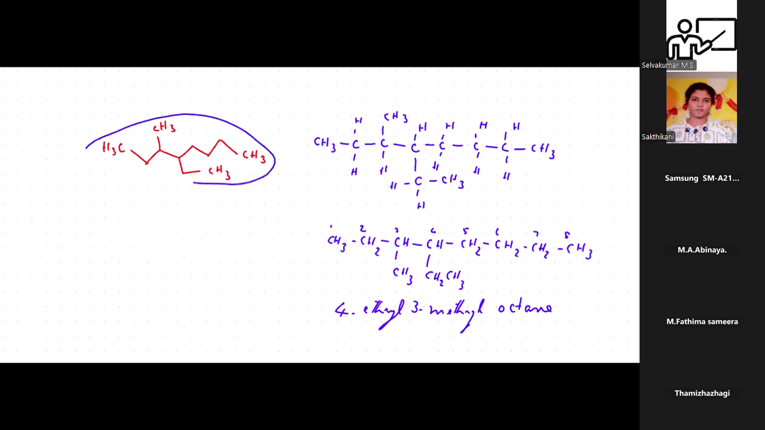So when the compound is given in this form and you are asked to find the IUPAC name of the compound, immediately that compound has to be written in this form, and then you have to count the carbons accordingly and then name the compound.